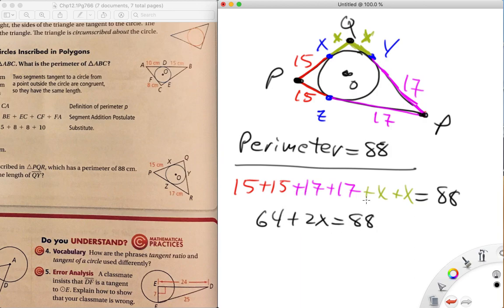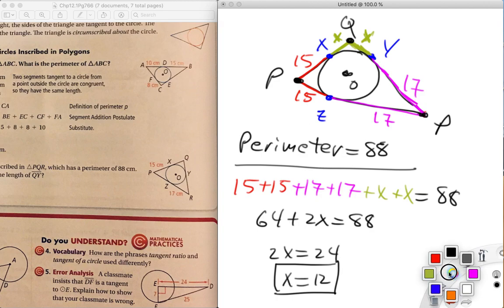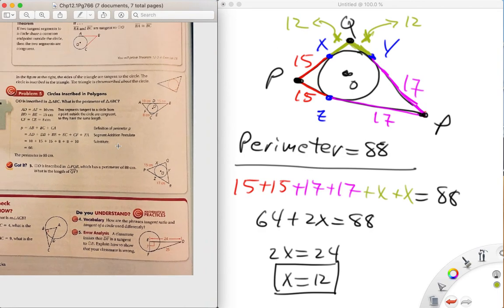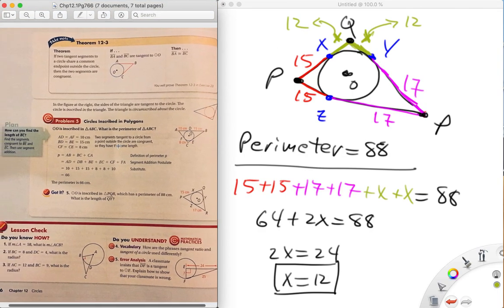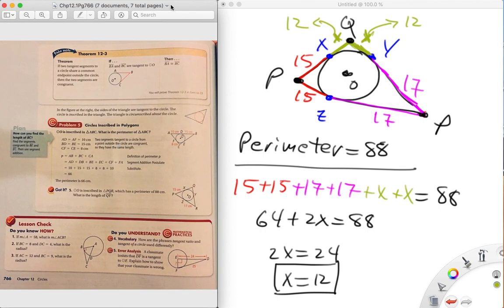equals 88. Subtract 64 from 88, and I get that 2x is equal to 24. Divided by 2, x is equal to 12. So this guy is 12 and this guy is 12. All right, that's this section. Hope you have a great rest of your day.